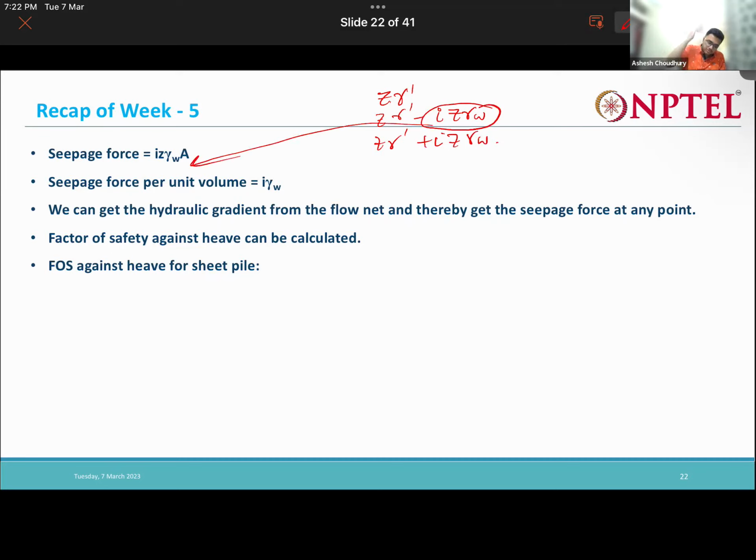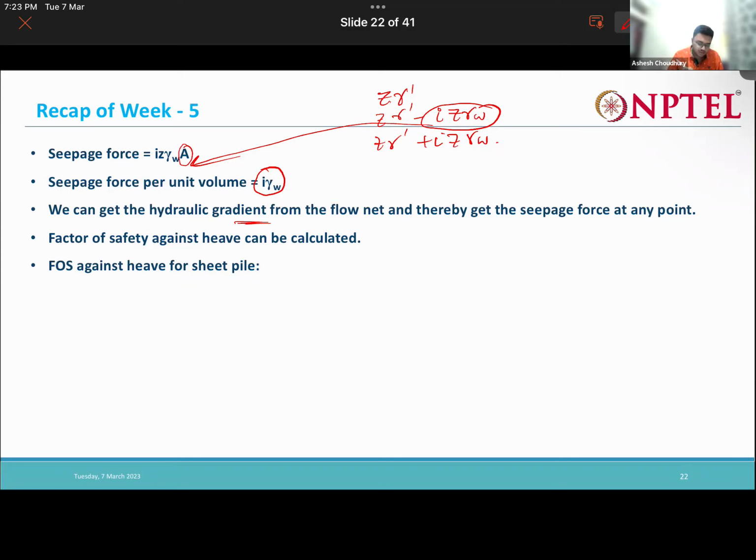This is the seepage pressure, and if you multiply it with the cross-sectional area, you will get the seepage force. Now, seepage force per unit volume is given by i into gamma W, where i is my hydraulic gradient. We can get the hydraulic gradient from the flow net at any point, and if you multiply the hydraulic gradient with gamma W, you can get the seepage force.